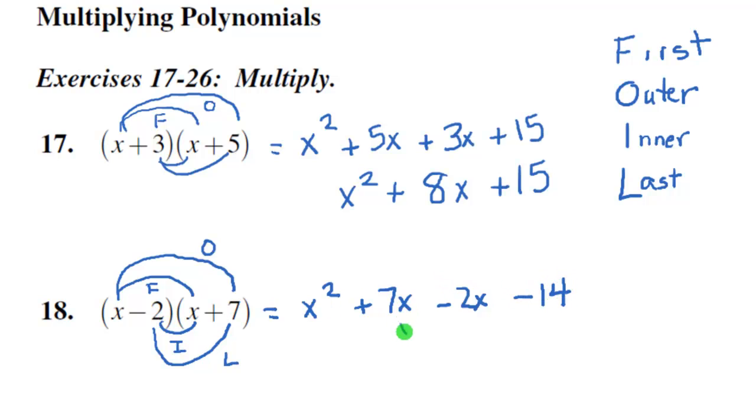And then we have these like terms here. So we're going to use the coefficients and add. So we get x squared. Positive 7 and a negative 2 is a plus 5x. Then minus 14.